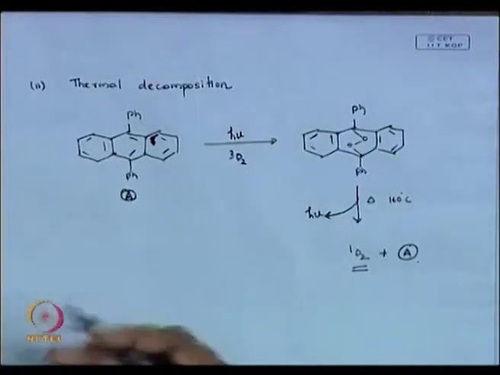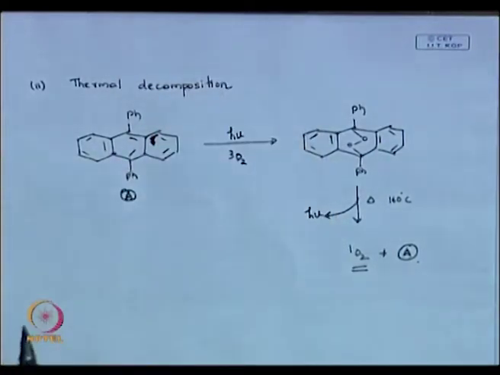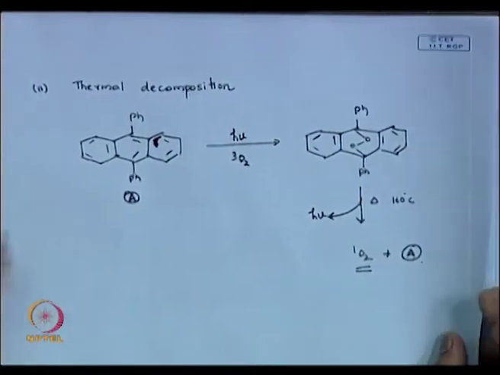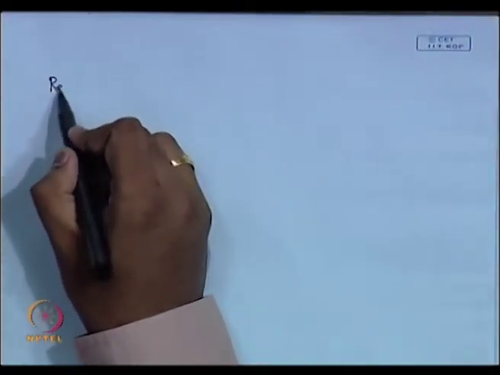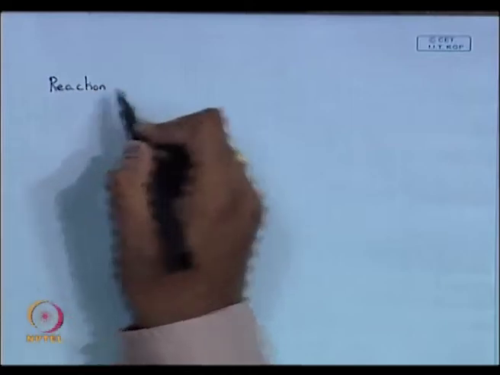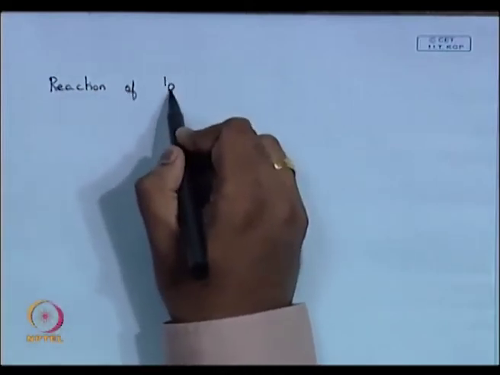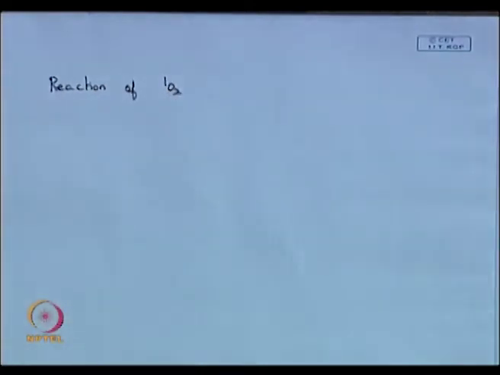But normally if you want to do it in the lab, you use the photosensitization method. So these are the two important ways by which you synthesize it. Now we will see the reactions of singlet oxygen. What reactions does singlet oxygen do? Any idea what reaction singlet oxygen can do?